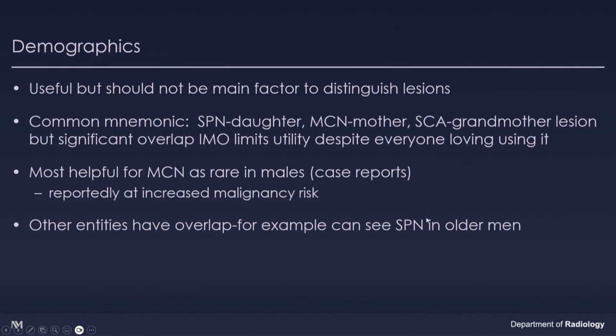Again, demographics are great for these kinds of lectures. They're useful, but again, it shouldn't be the main feature that you look at. In residency, we all learned that SPN is a daughter lesion, mucinous cystic neoplasm is a mother lesion, and serous cystadenoma is a grandmother lesion. But again, I think the overlap sometimes limits the utility, even though I have fun using it. It's most helpful to realize, however, that mucinous cystic neoplasms are seen in females and not in males, as we talked about. And some of the other entities can certainly have overlap.